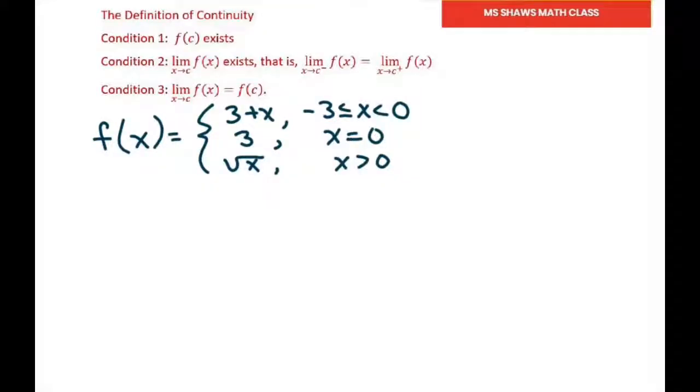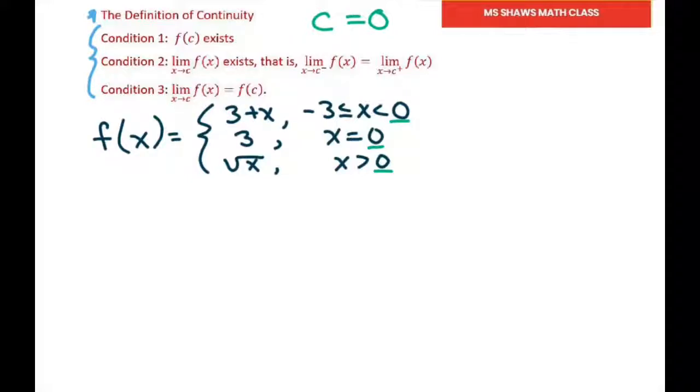Here is the definition of continuity, and it is based on these three conditions. We're testing at 0 because at 0 is where the graph is changing the function. So we have a linear piece, a constant, or this is going to be a point here, and a square root function. So we want to know if it's continuous when we graph this. Therefore our c equals 0.